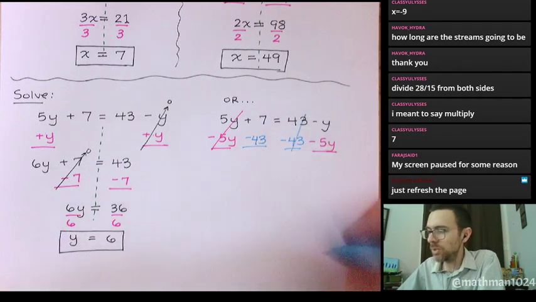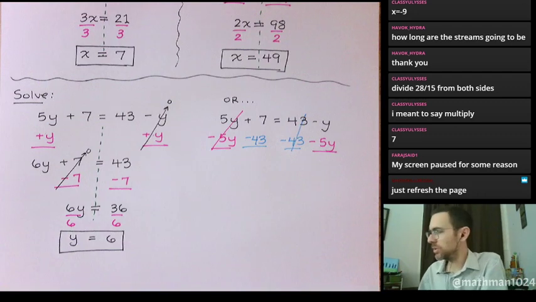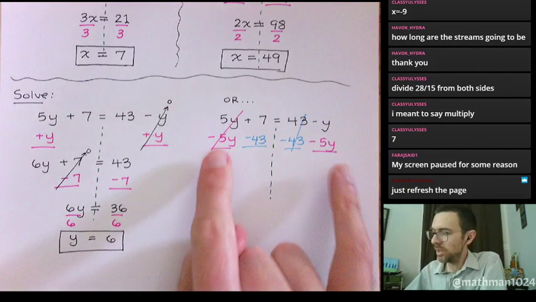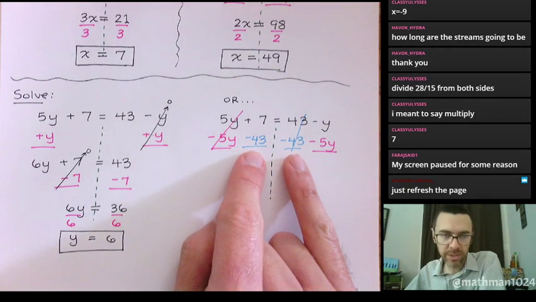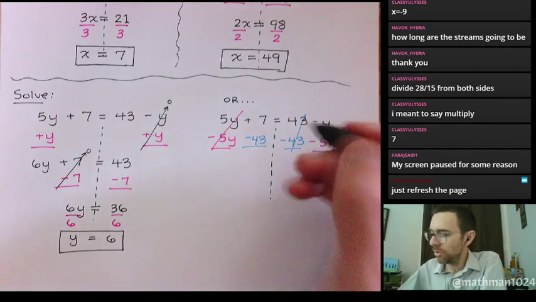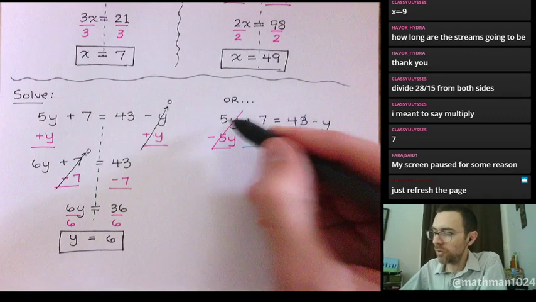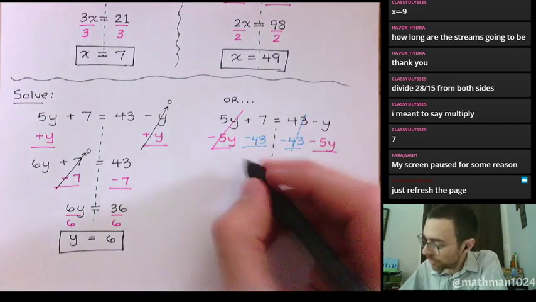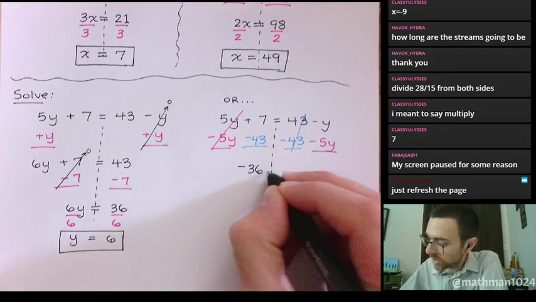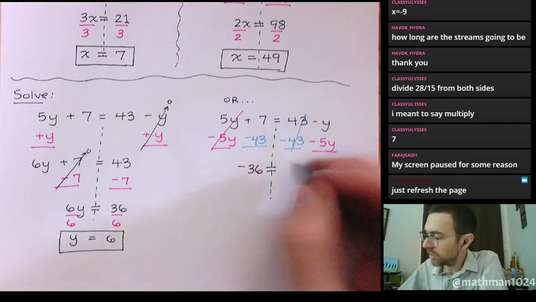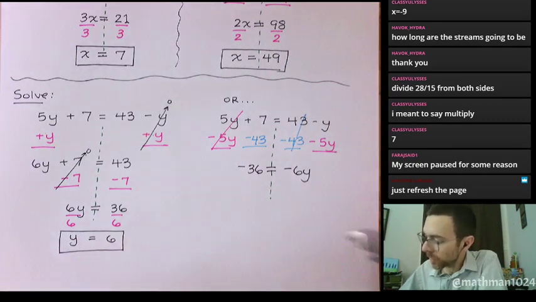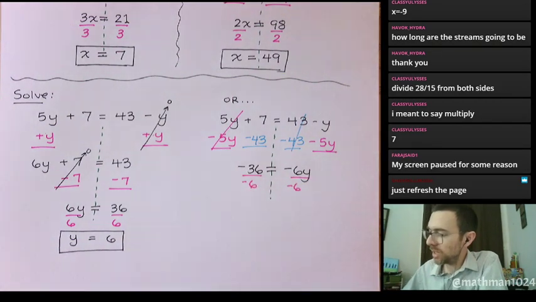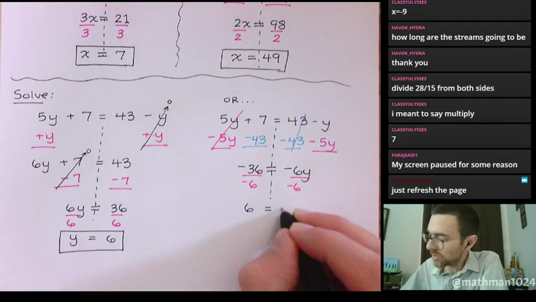Now, you don't have to do 2 steps at once. If that's throwing you off, then don't do that. But I do want you to see that what we do on one side of the equation, we do on the other. This maintains balance. 43 minus 43 gives us 0. 5y minus 5y goes to 0 as well. Here, positive 7 and negative 43 is a negative 36. Negative y and negative 5y is a negative 6y. And so to finish this one, we're going to divide both sides by negative 6. And we get positive 6 is equal to y.